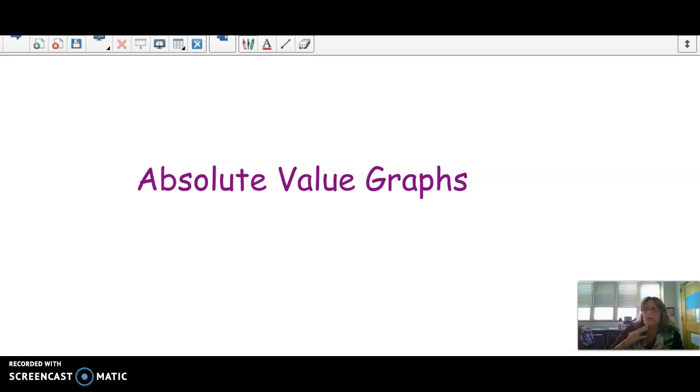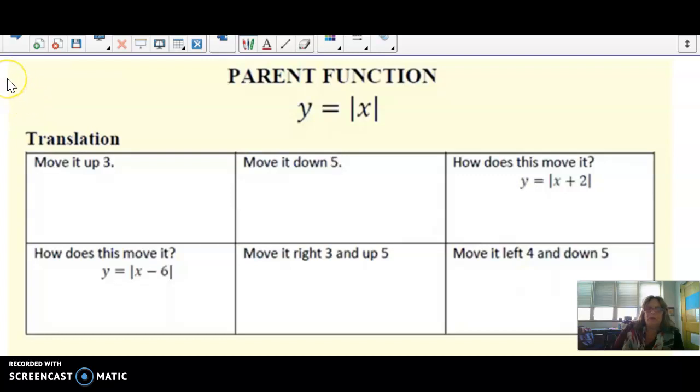Right, in this video, we're going to talk about absolute value graphs. So one thing that we need to make sure that we remember is exactly what the parent function of an absolute value looks like. This is the equation for the parent function, and we need to make sure that we remember how it's translated and what parts of the equation are affected.